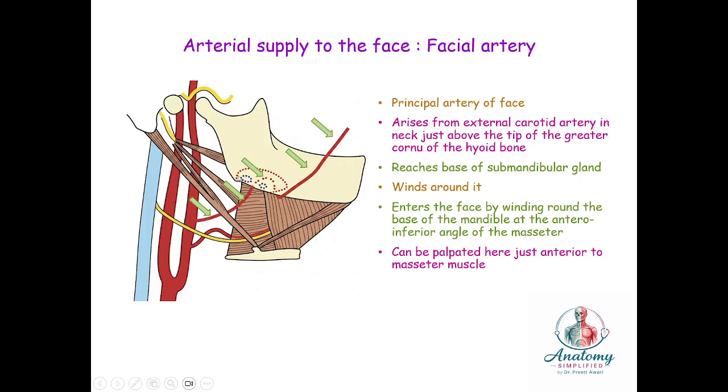So here, the masseter muscle is present on the ramus of the mandible. The facial artery is exactly entering where the anterior border of masseter is present. So what is important here is when we want to do peripheral pulsations, we want to take pulse on facial artery. We can palpate the facial artery here just anterior to the masseter muscle.